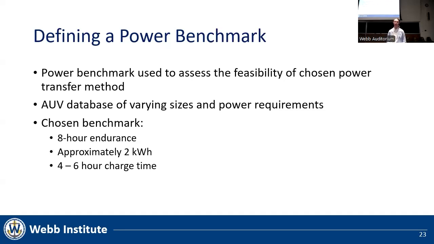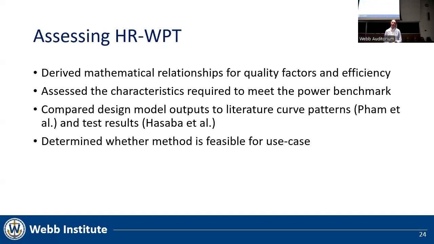The endurance is what primarily determines that power demand the system would have to meet, which led to the approximation of 2 kilowatt hours and a 4 to 6 hour charge time without handling. With the HRWPT selected as the system technology, a design model was developed in MATLAB to graphically observe and select various coil characteristics and their effects on coil quality. Those outputs of the design model were compared against the power benchmark and demands to assess if they were realistic and feasible for the AUV application.